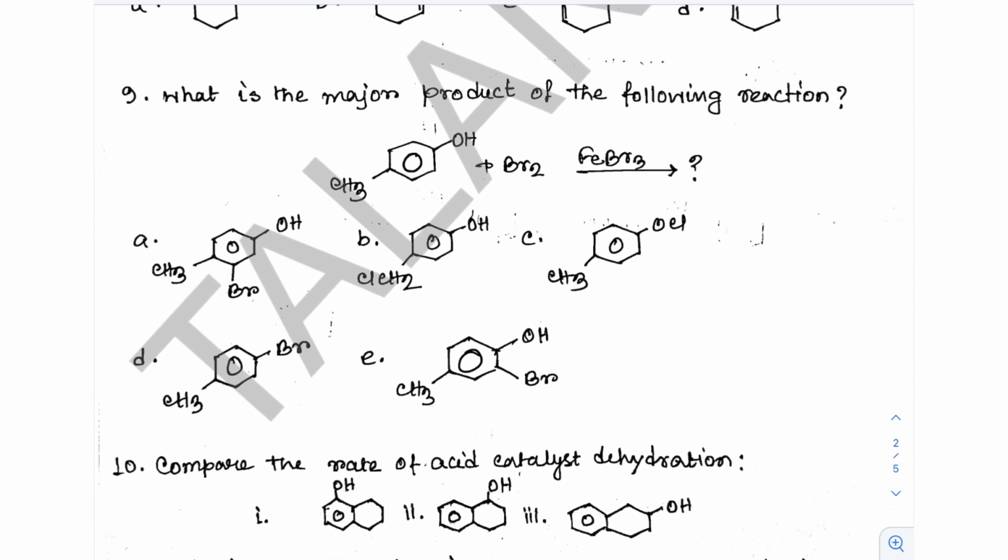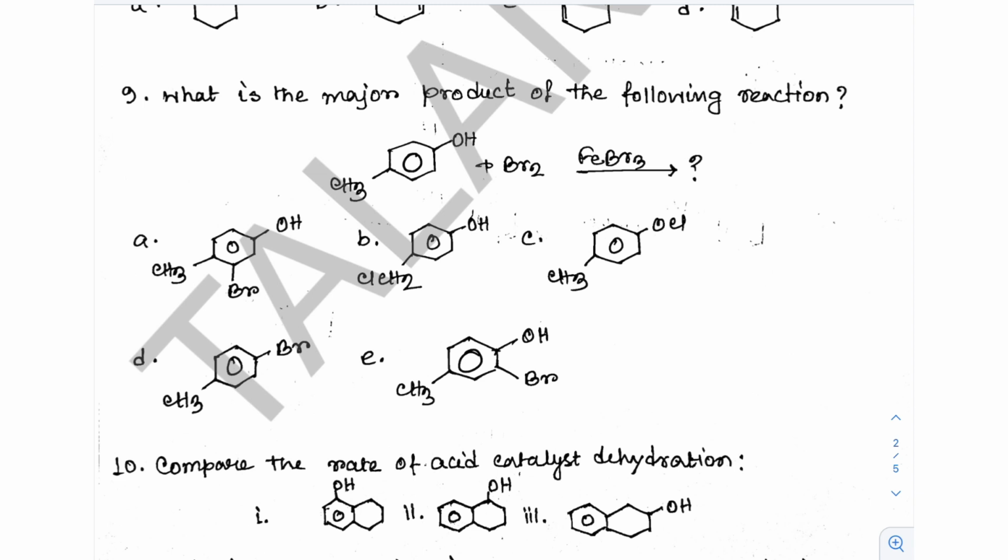What is the major product of the following reaction? Para-methyl phenol is being treated with bromine in the presence of FeBr3. So what will be the major product? Here FeBr3 acts as a Lewis acid catalyst, and aromatic electrophilic substitution takes place.